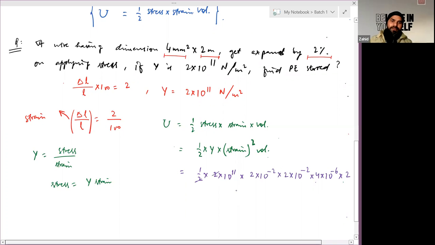So this 2 and this 2 will cancel out. Now we have this 2 and this 2, this 4 as integral part. 2 into 2, 4, 4 into 4, 16 into 2, 32, into 10 to the power plus 11, minus 2, and minus 6, minus 10. So it will be just plus 1. So you may write it as 3.2 into 10 to the power plus 2 joule. I think this was just a two-step problem.